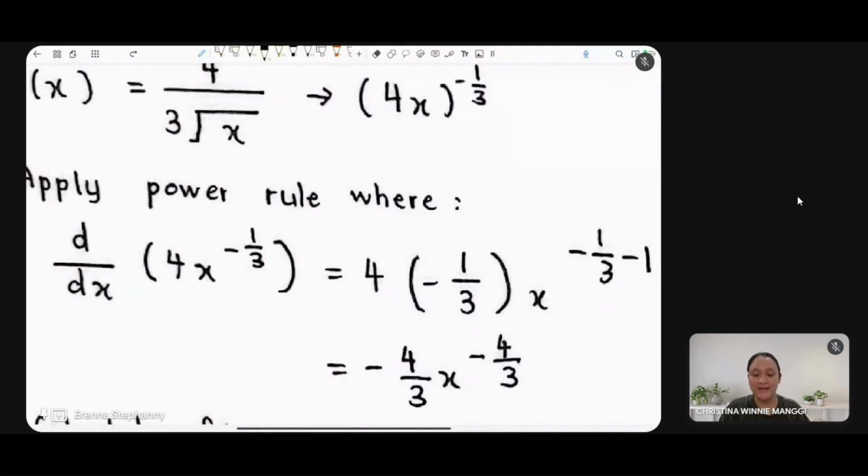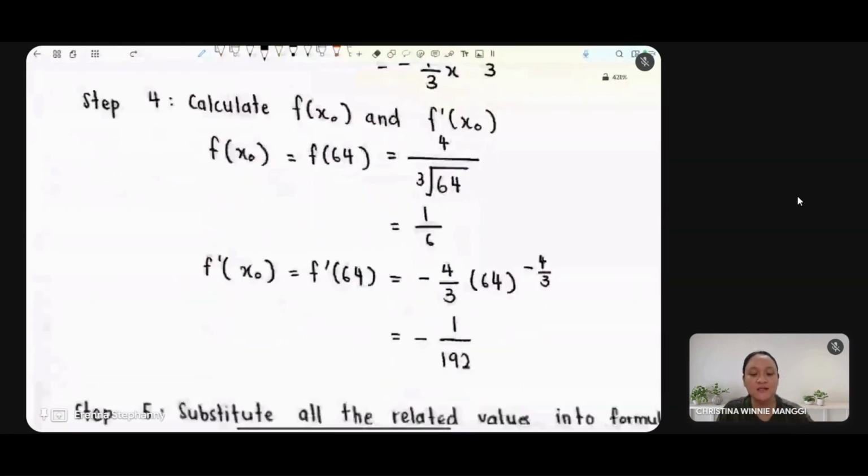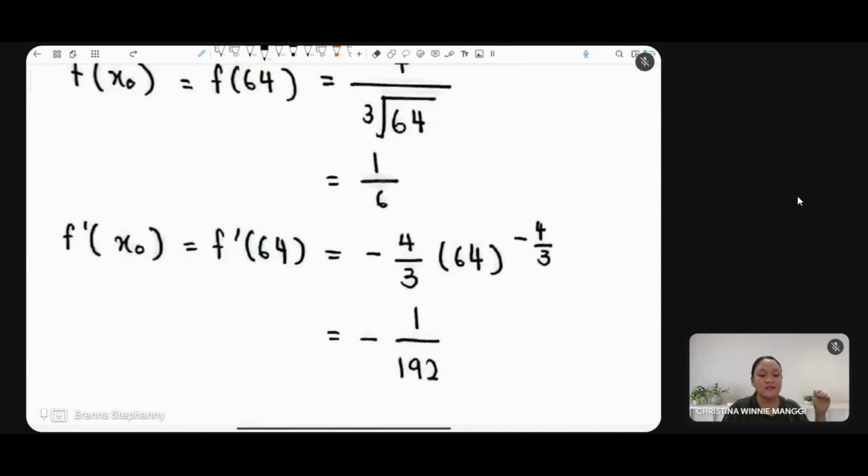d over dx of 4x to the power of negative 1 over 3 is equal to negative 1 over 3 x. Then for the power we need to subtract 1. So we get negative 4 over 3 x to the power of negative 4 over 3. So step 4 is we need to calculate f(x) and f prime x. We know that f(x) is equal to f(64). Therefore, negative 4 over 3 times 64 to the power of negative 4 over 3, we get negative 1 over 192.